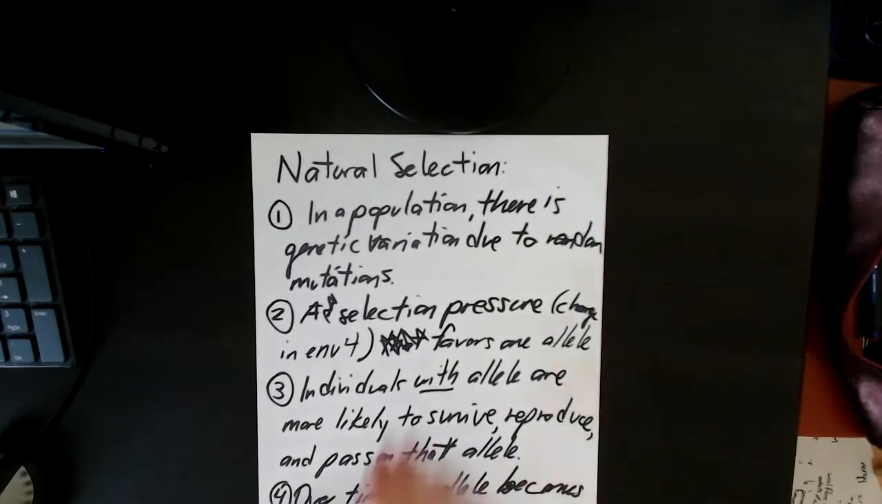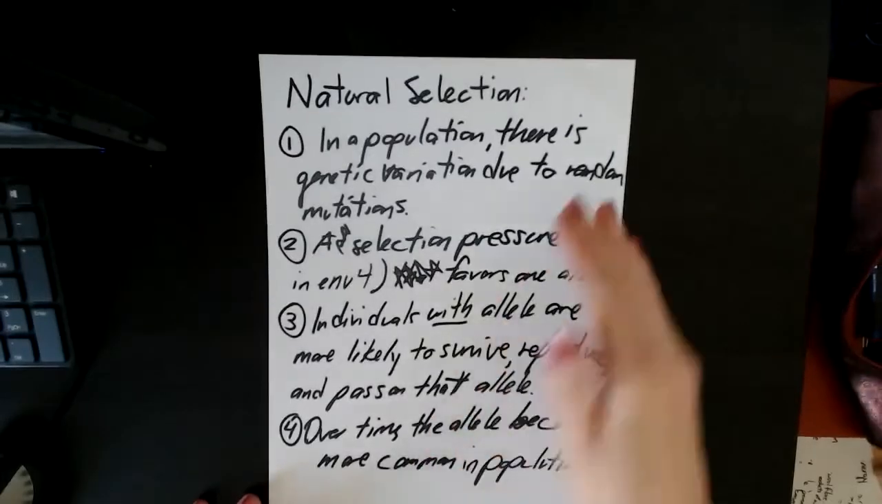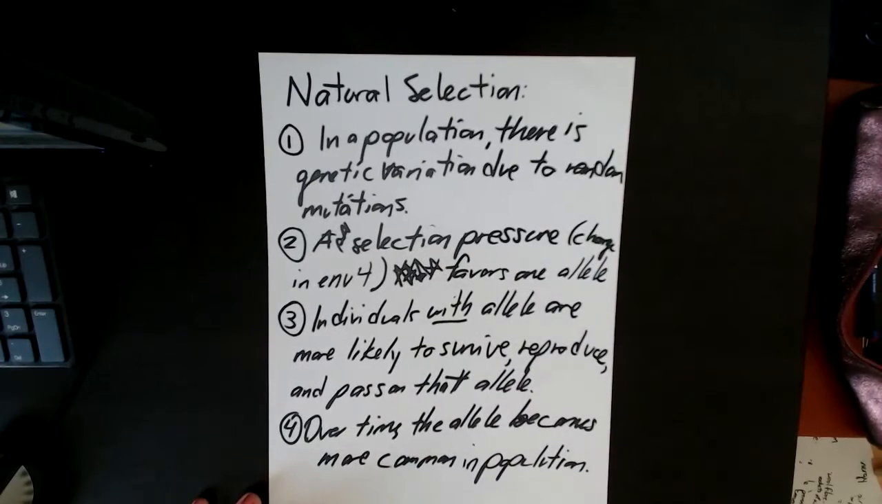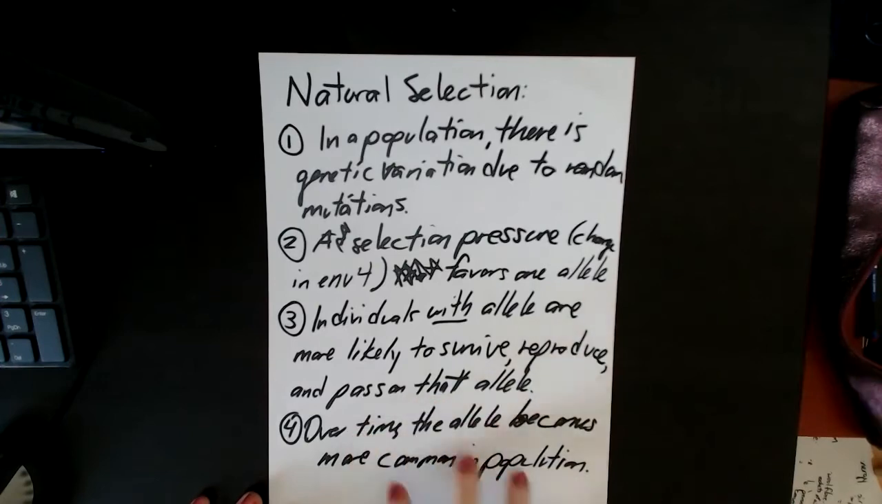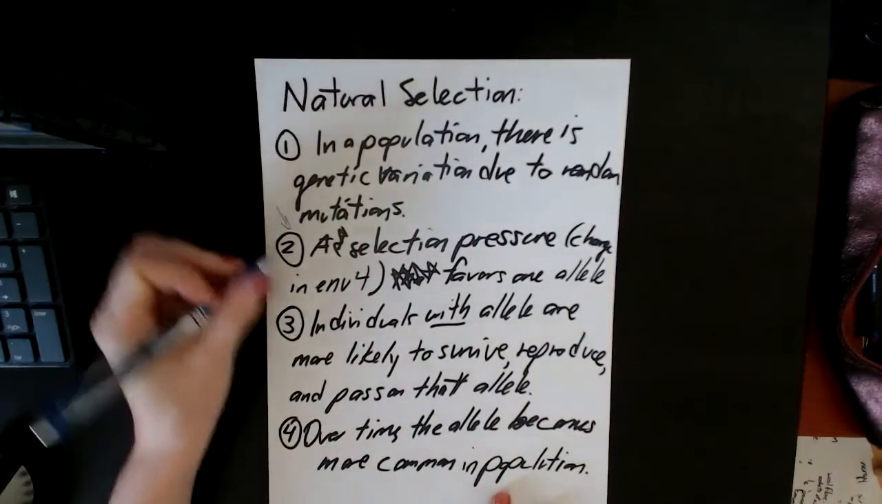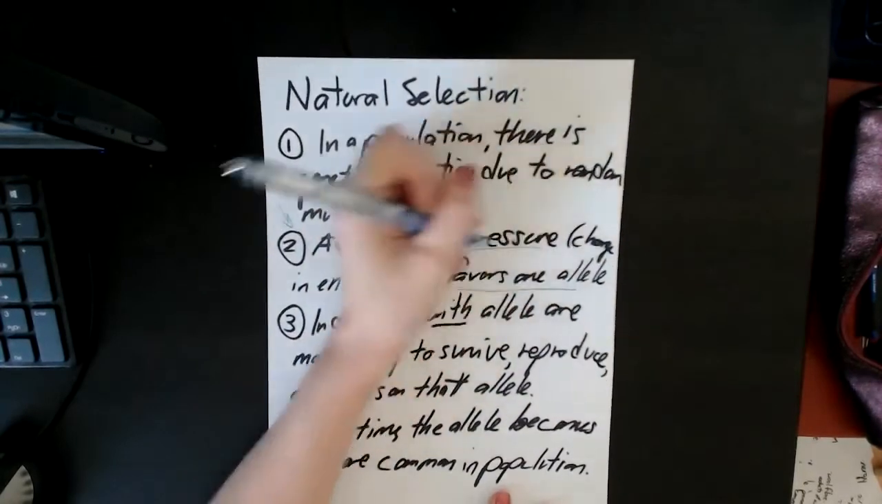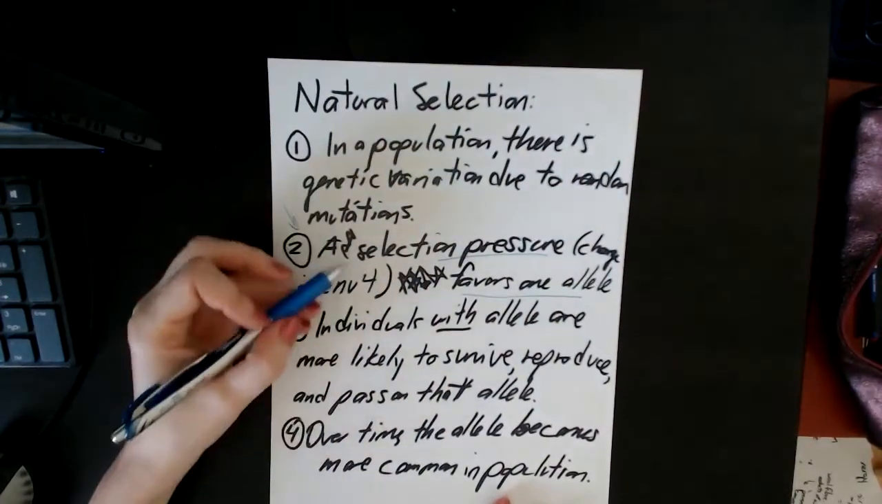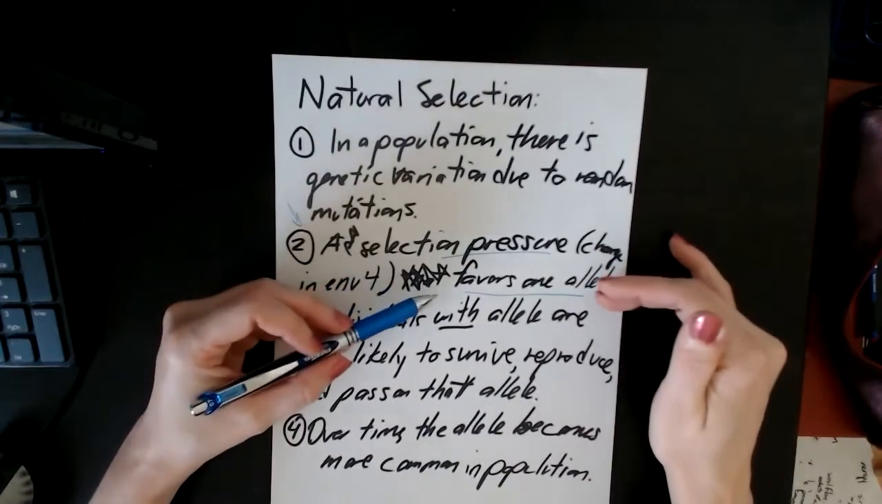All right, so this is your framework. But what you need to make sure you can do is apply this information to specific instances. So for example, in step number 2, where it says a selection pressure or change in environment favors one allele, what you need to do when you are actually writing this out is talk about what the selection pressure is and how it causes that allele to be favored, right?